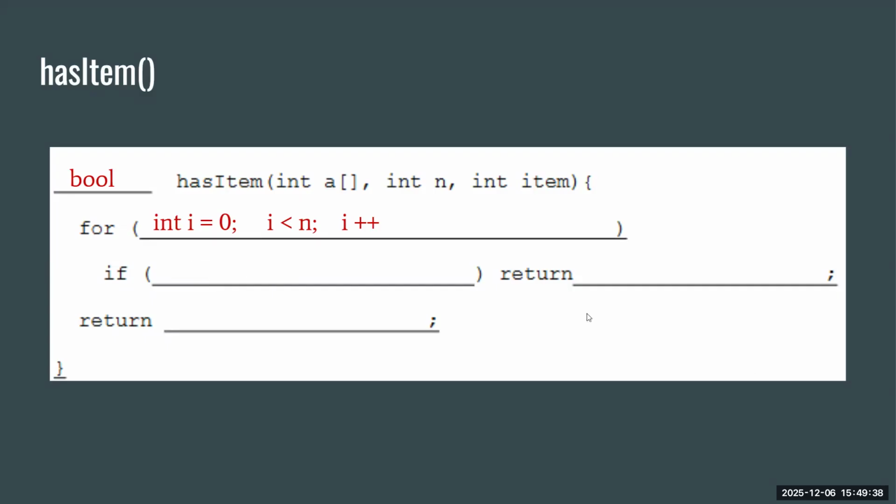It's kind of similar to what I just showed, but yeah, Alex, that's right. So we want to access the array at the index in the for loop, and we want to check to see if the element at that index in the array is equal to the item that we're checking. So we're checking if a at index i is equal to item.